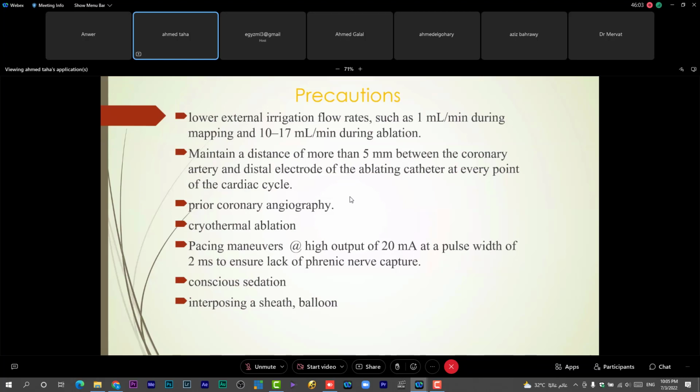The sheath and balloon: sometimes I use it to avoid ablation of the phrenic nerve. So, for example, if I am near the phrenic nerve, I will put a balloon to make the pericardium free from each other. The visceral and the parietal pericardium are kept far from each other by using this balloon, so you can ablate while trying to avoid ablation of the phrenic nerve itself.